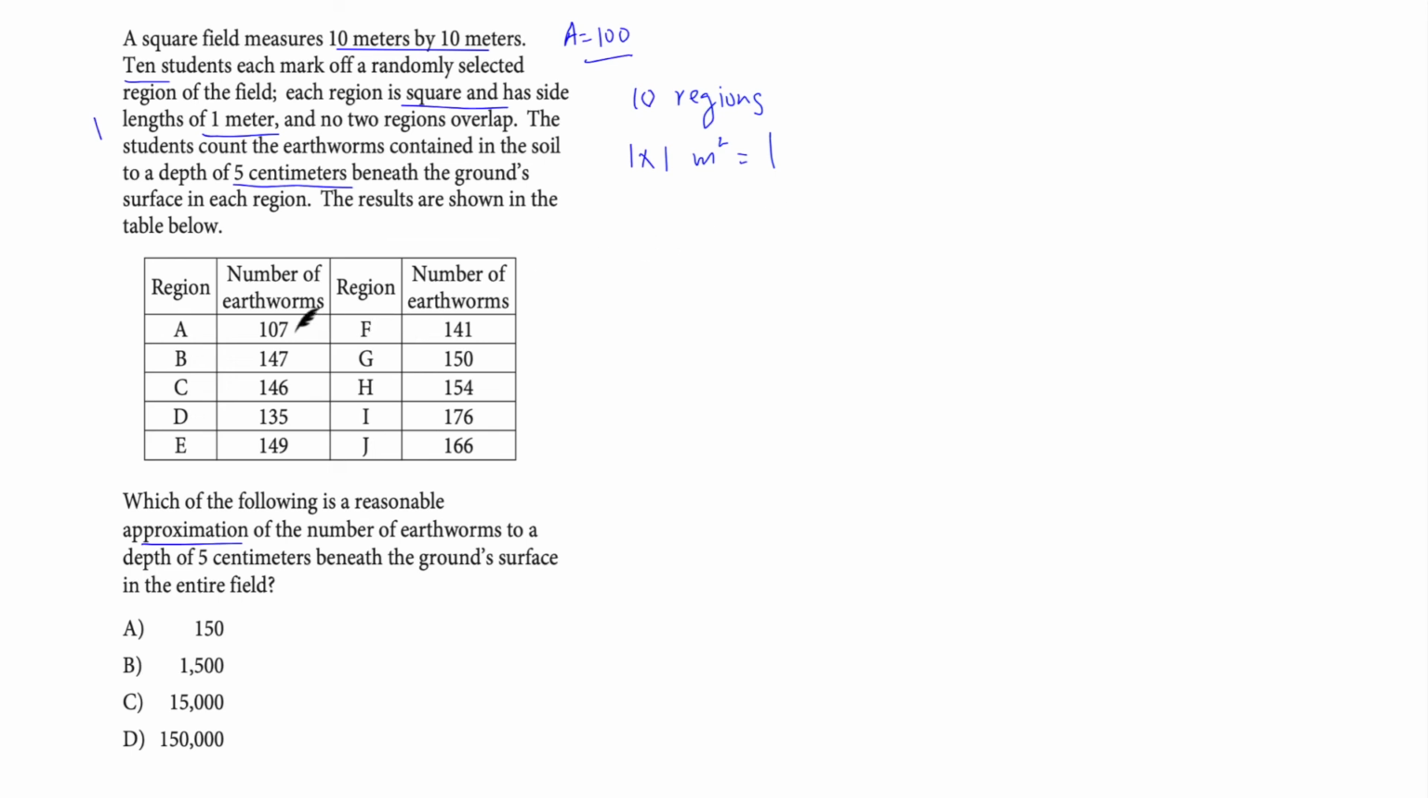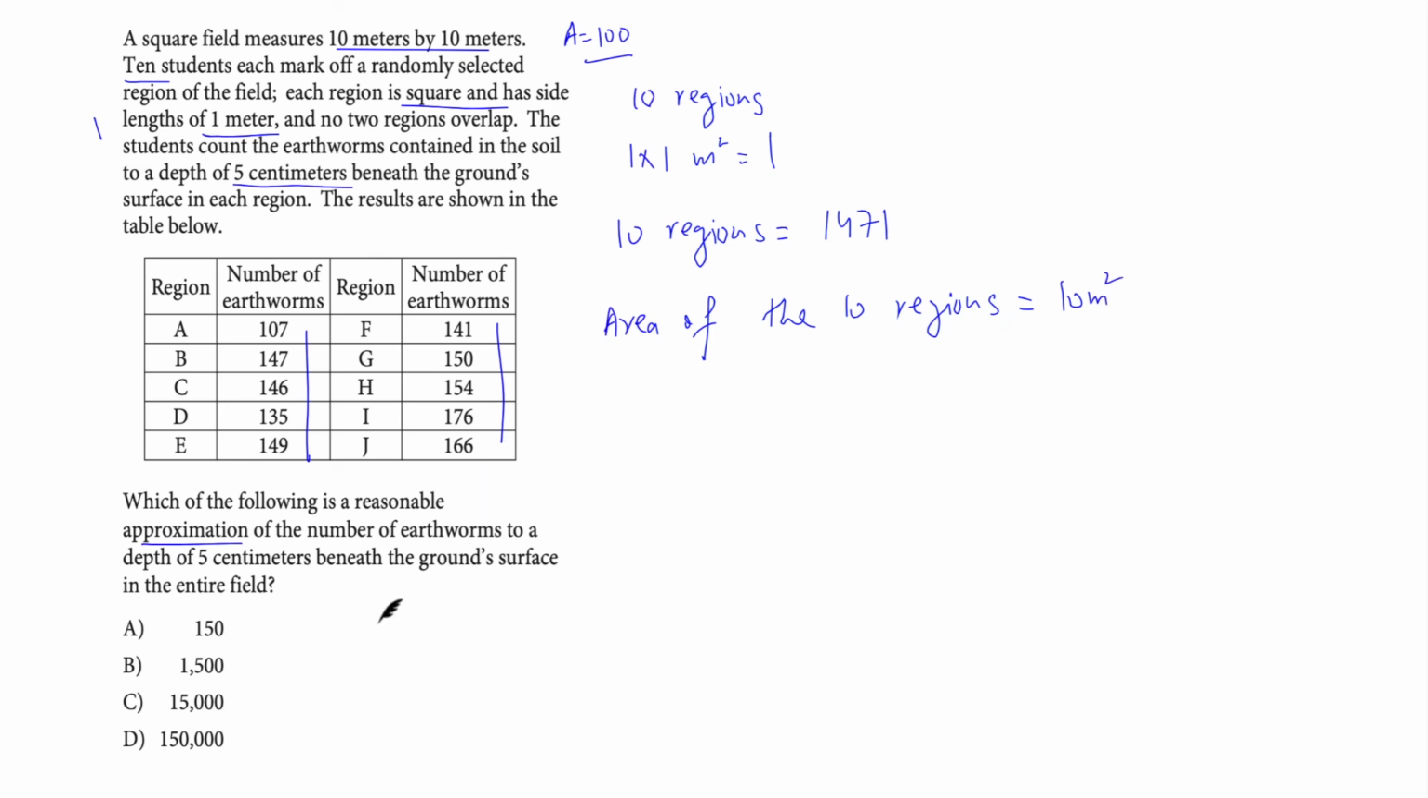So what we need to do is add all these regions. Basically, if you add up all the 10 regions, how many earthworms do you have? You do the calculation. Yes, you will need a calculator here. You add all these up. So for the 10 regions, we get the answer 1471. And if you add all these 10 regions, what will be the area of these 10 regions? Very simple. It should be 10 square meter.